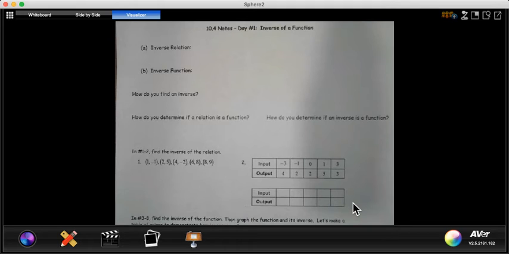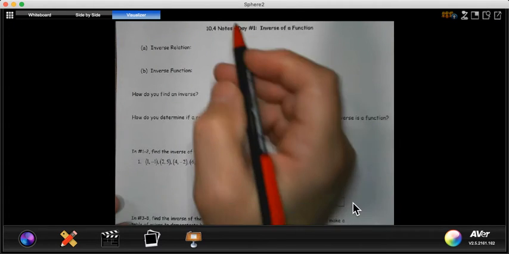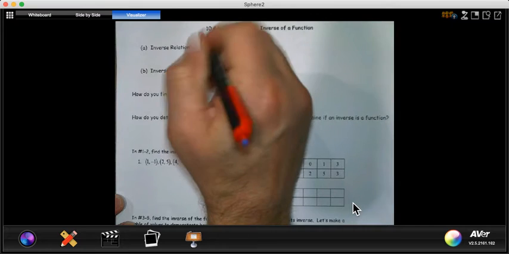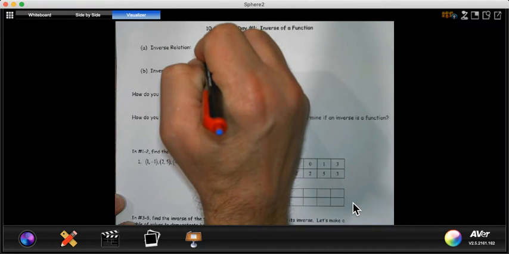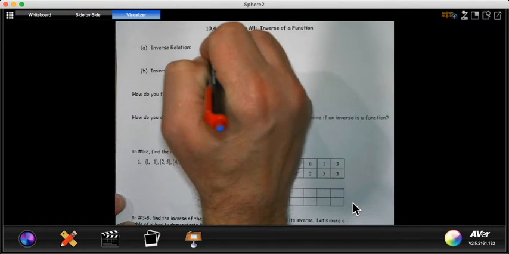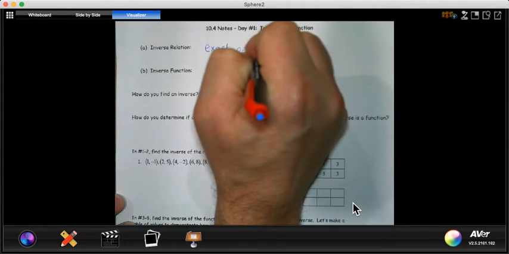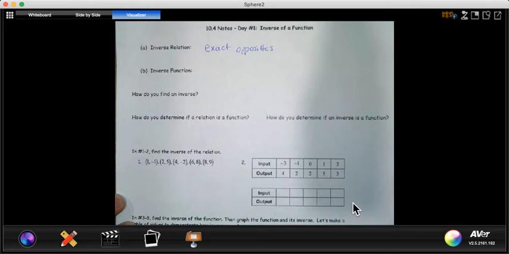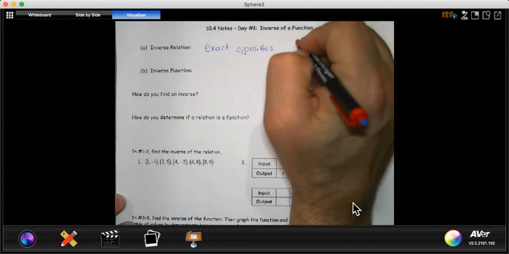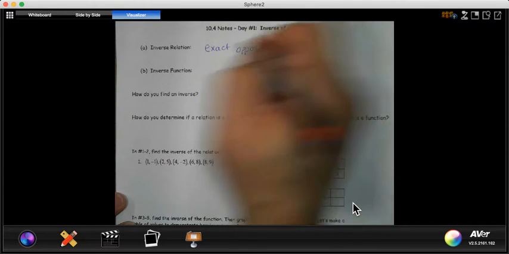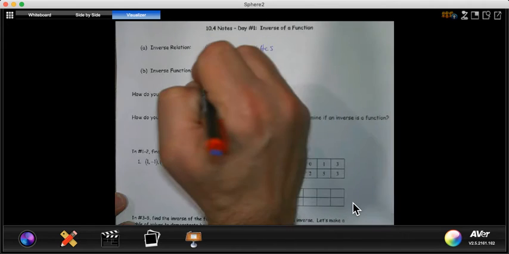Day one of 10-4 notes. So what is an inverse relation? In the world of math, inverses are exact opposites. Okay? So functions, so inverse function, same thing.